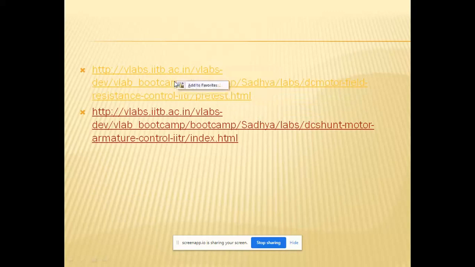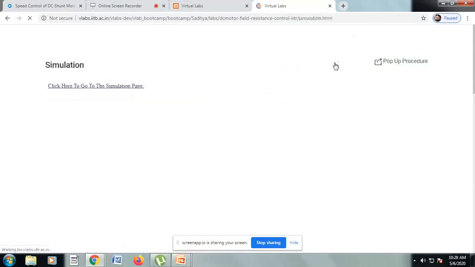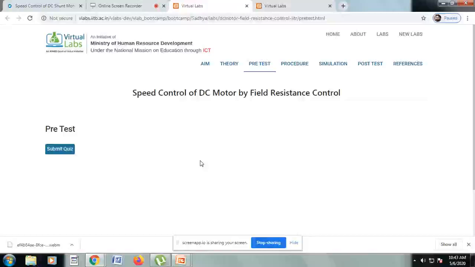Now I open the virtual lab link, and speed control of DC motor by field resistance control. That means field flux control method. Now we simulate. Now we perform the test of speed control of DC motor by field resistance control.